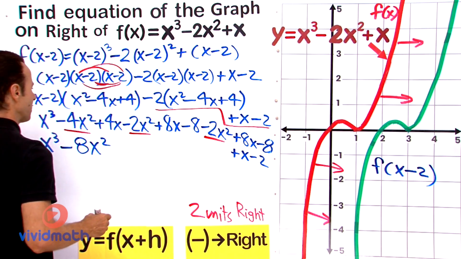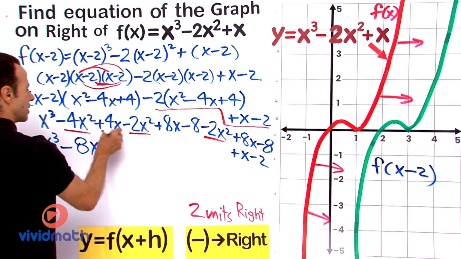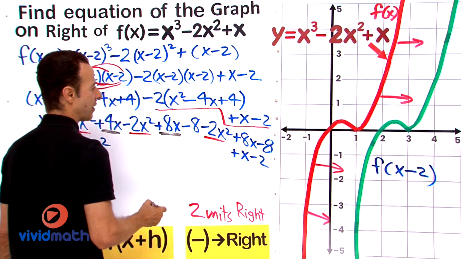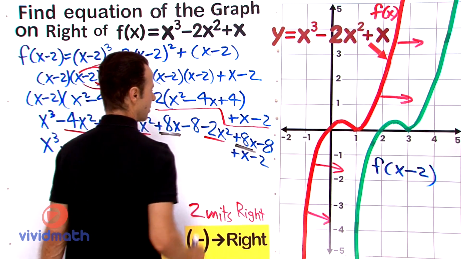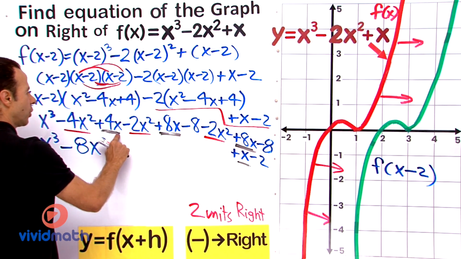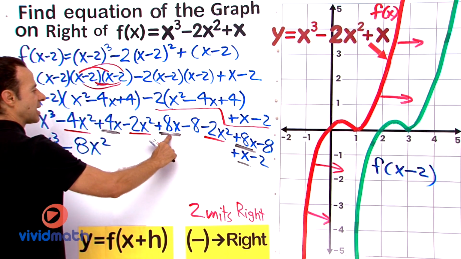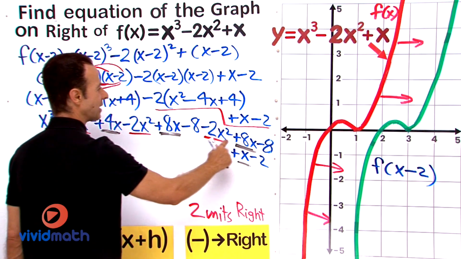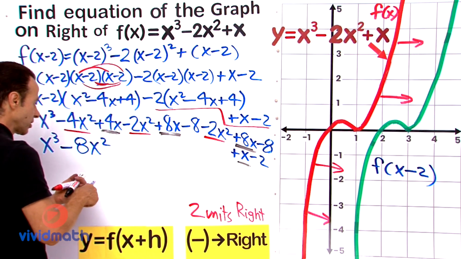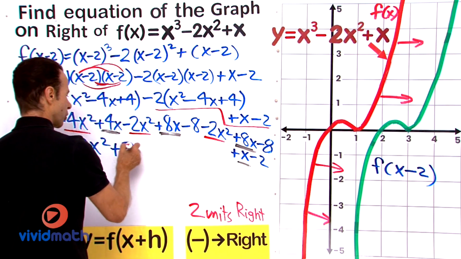Well, we got a plus 4x. And we have a plus 8x. And we have another 8x here. And we have another x there. So we have 4 and 8. That's a like term. That makes it 12, plus another 8 is 20, plus another 1 is 21. So it's plus 21x.